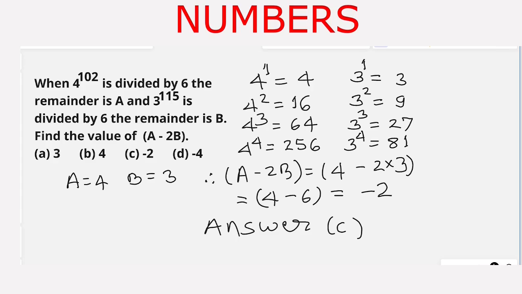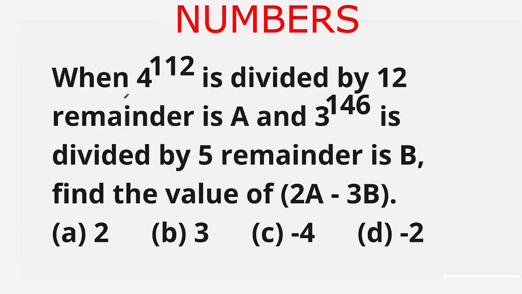We go to the next question. Our question is, when 4 to the power 112 is divided by 12, the remainder is A, and 3 to the power 146 is divided by 5, the remainder is B. Find the value of 2A minus 3B. The given options are option A 2, option B 3, option C minus 4, option D minus 2.